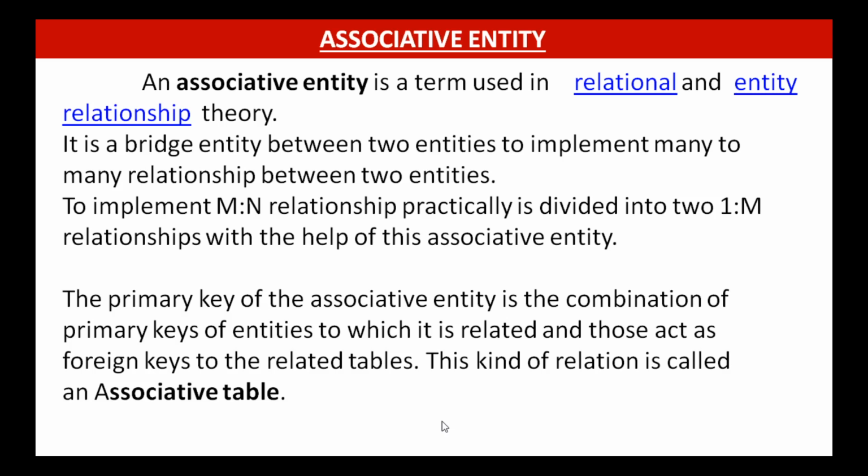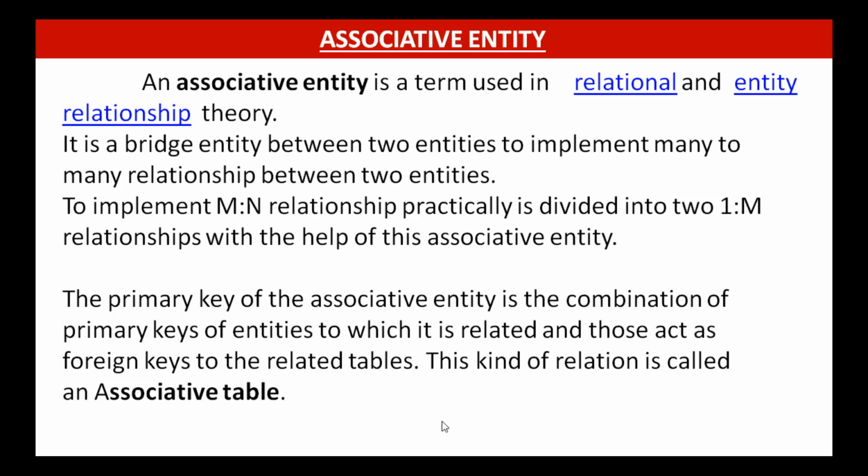Coming to the associative entity. Associative entity is a term used in relational and entity relationship theory. What is an associative entity? To implement a many-to-many relationship practically, it can be divided into two one-to-many relationships with the help of an intermediate entity. That intermediate entity is known as a bridge entity or associative entity. Practically, implementing many-to-many relationships directly is not possible.